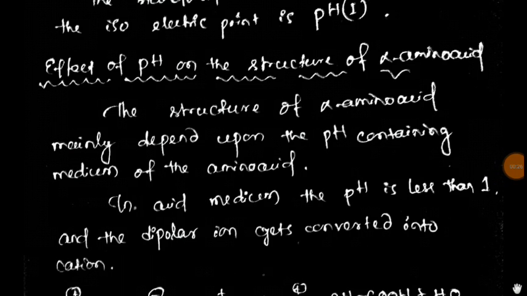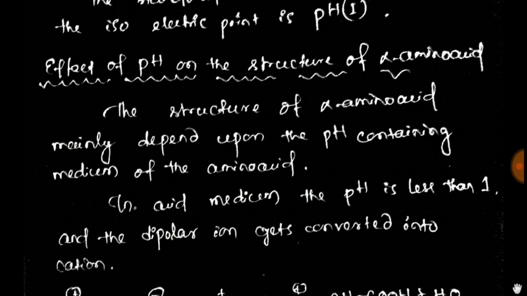Next, I will come to the effect of pH on the structure of alpha amino acid. The structure of alpha amino acid mainly depends upon the pH of the medium containing the amino acid. In acid medium, the pH is less than 1, and the dipolar ion gets converted into a cation.